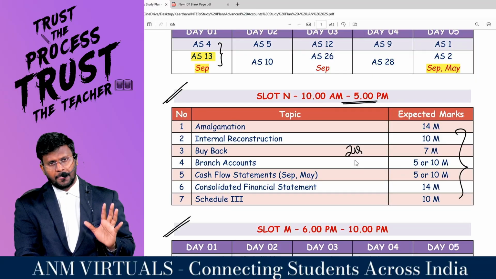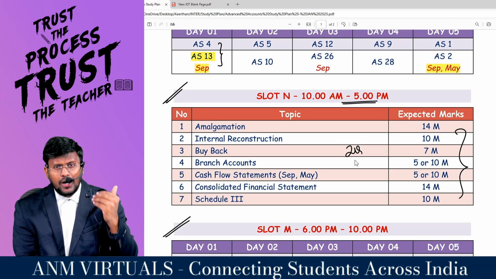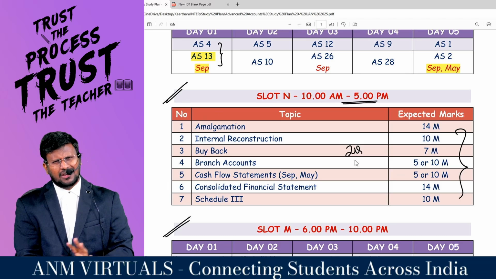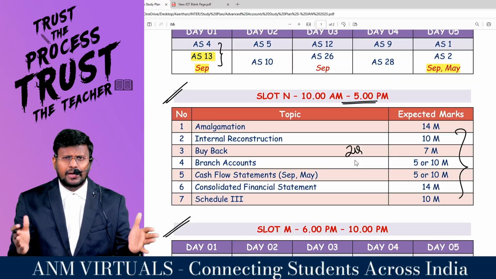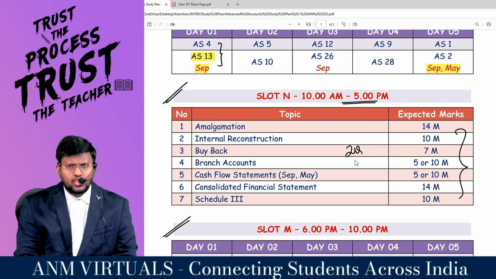I will tell you. 10 to 1, 3 hours of slot. One question from every chapter. Complete that 3 hours as if you are writing one examination. Complete that. Take 1 to 2 lunch break.